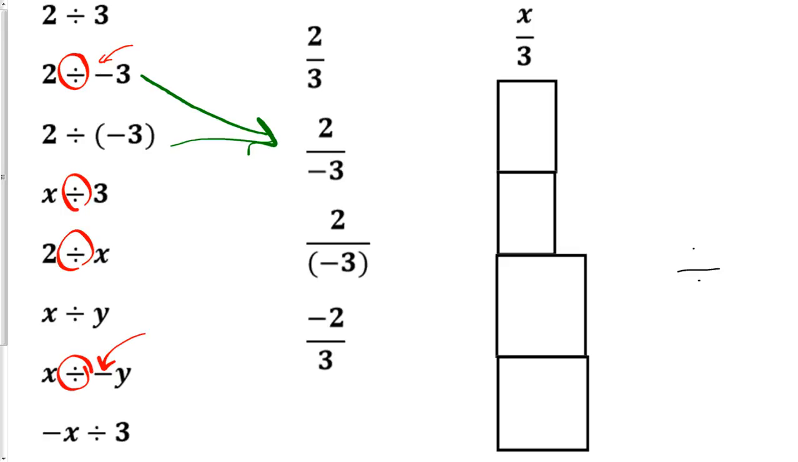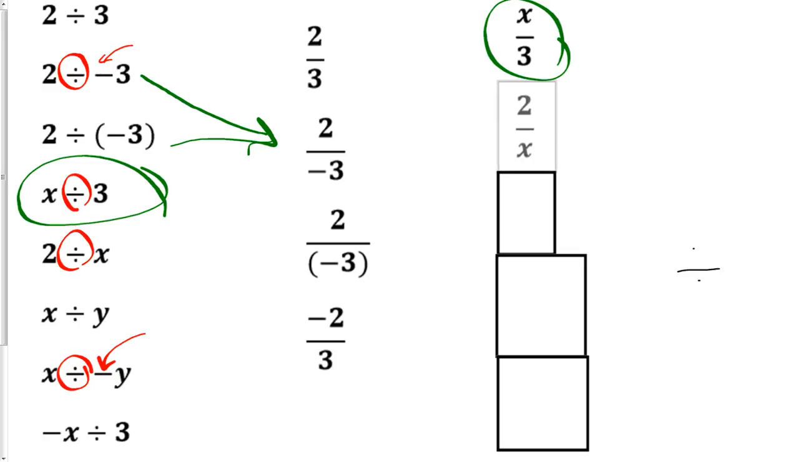x divided by 3. That's the same x divided by 3 situation that I have here. Those are the same. They mean the same thing even though they're written differently. I have 2 divided by x. Yes, that's the same as this 2 divided by x and this one. Okay, here's my operation. My operation is actually that line.